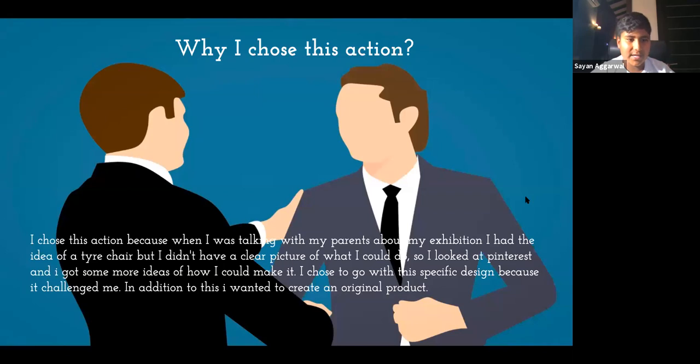Why did I choose this action? I chose this action because when I was talking to my parents about my exhibition, I had the idea of a tire chair, but I didn't have a clear picture of what I could do. So I looked at Pinterest and I got some ideas of how I could make it. I chose to go with this specific design because it challenged me. In addition to all this, I wanted to create an original product.